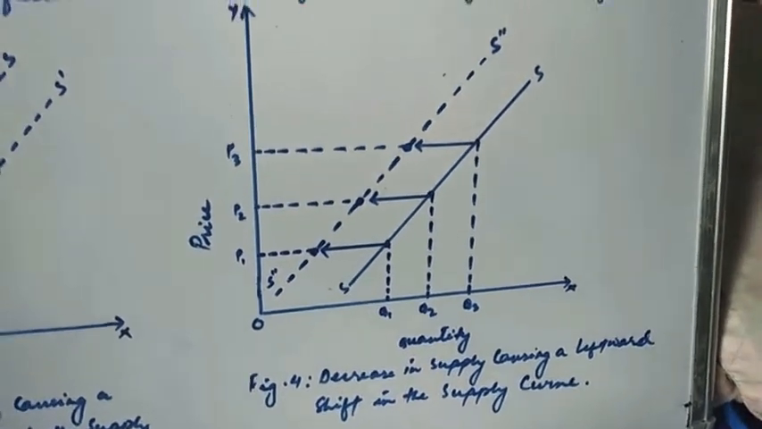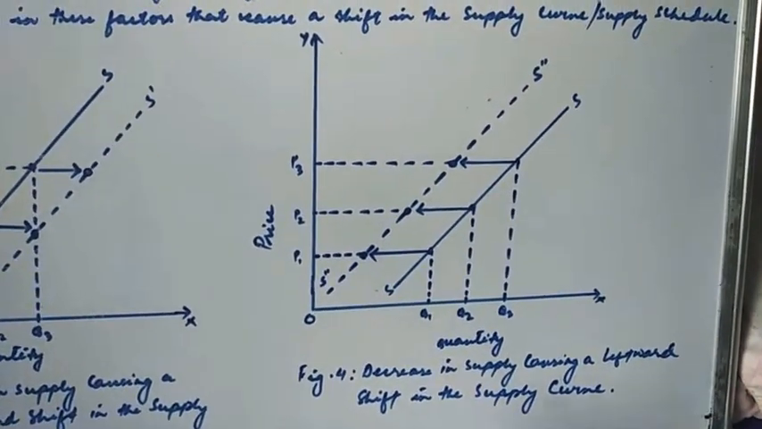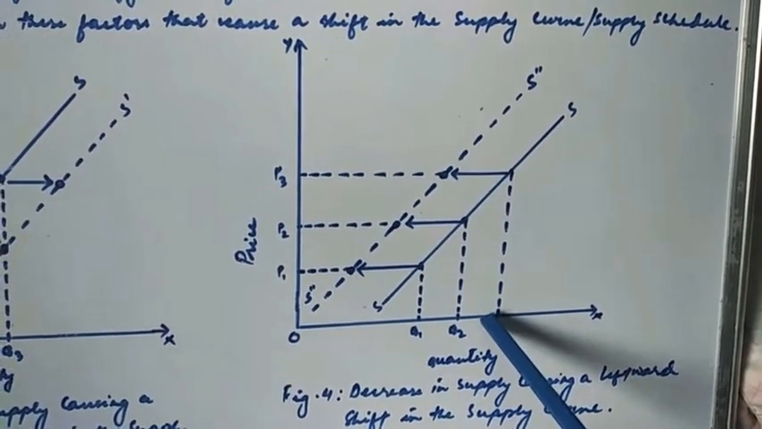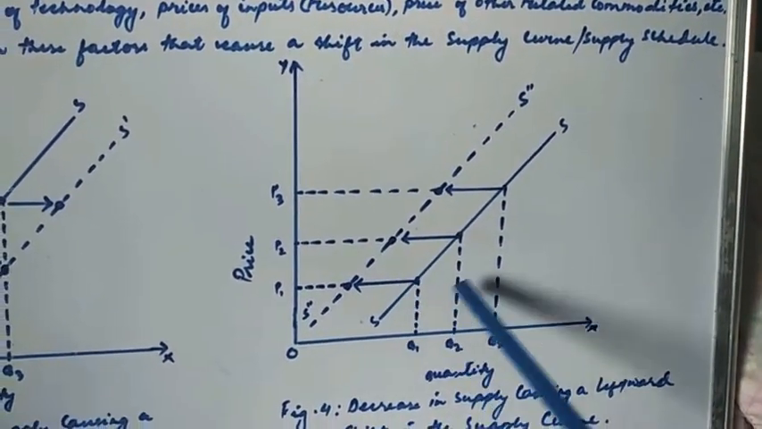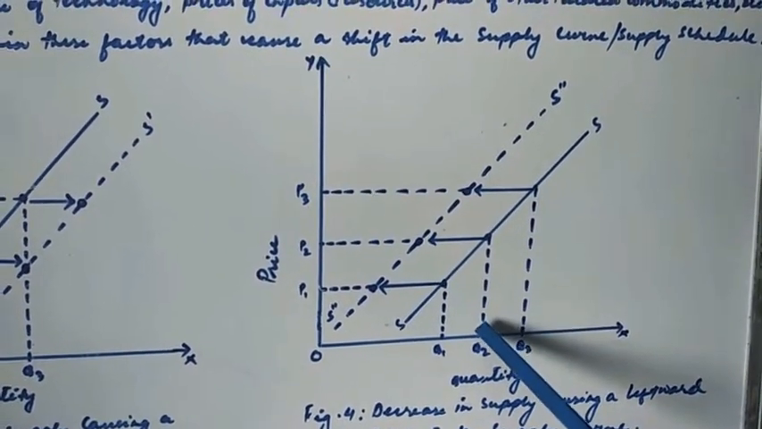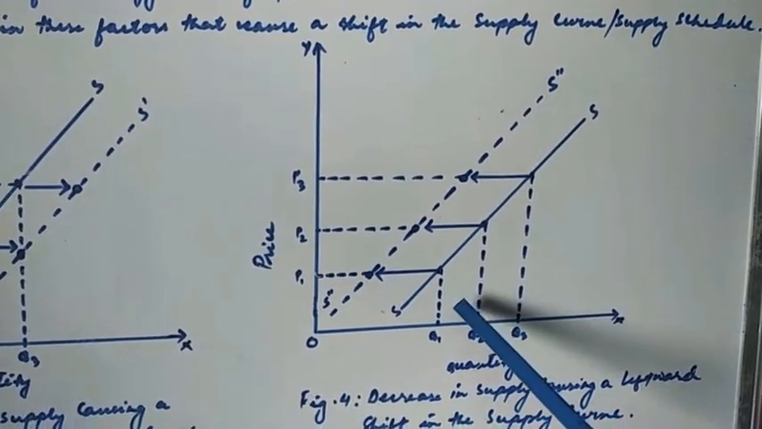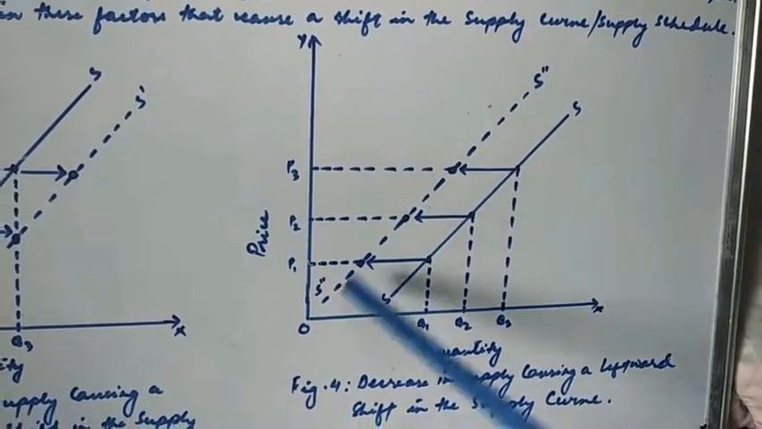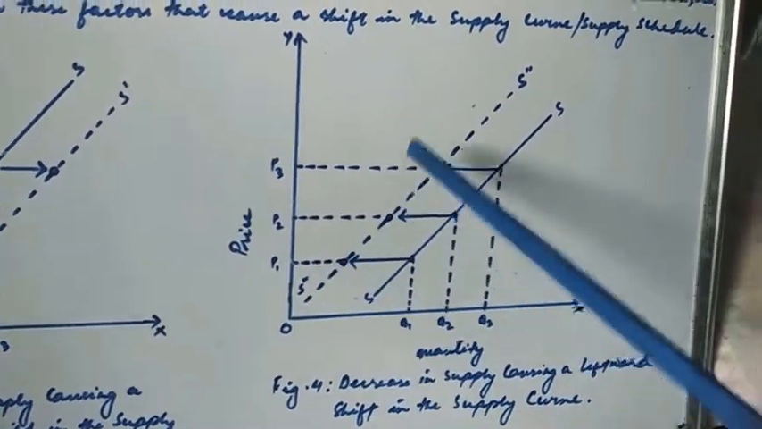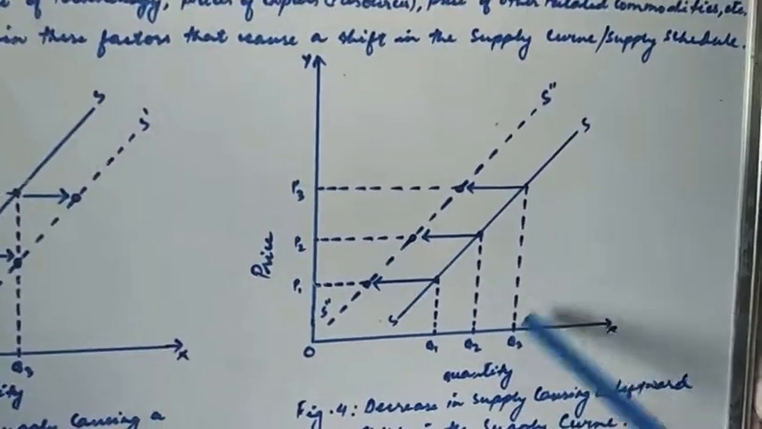On the other hand, the decrease in supply means a decrease in the quantity supplied at each price of the commodity, as shown in figure 2. So the decrease in supply at each price is shown in this figure 4.